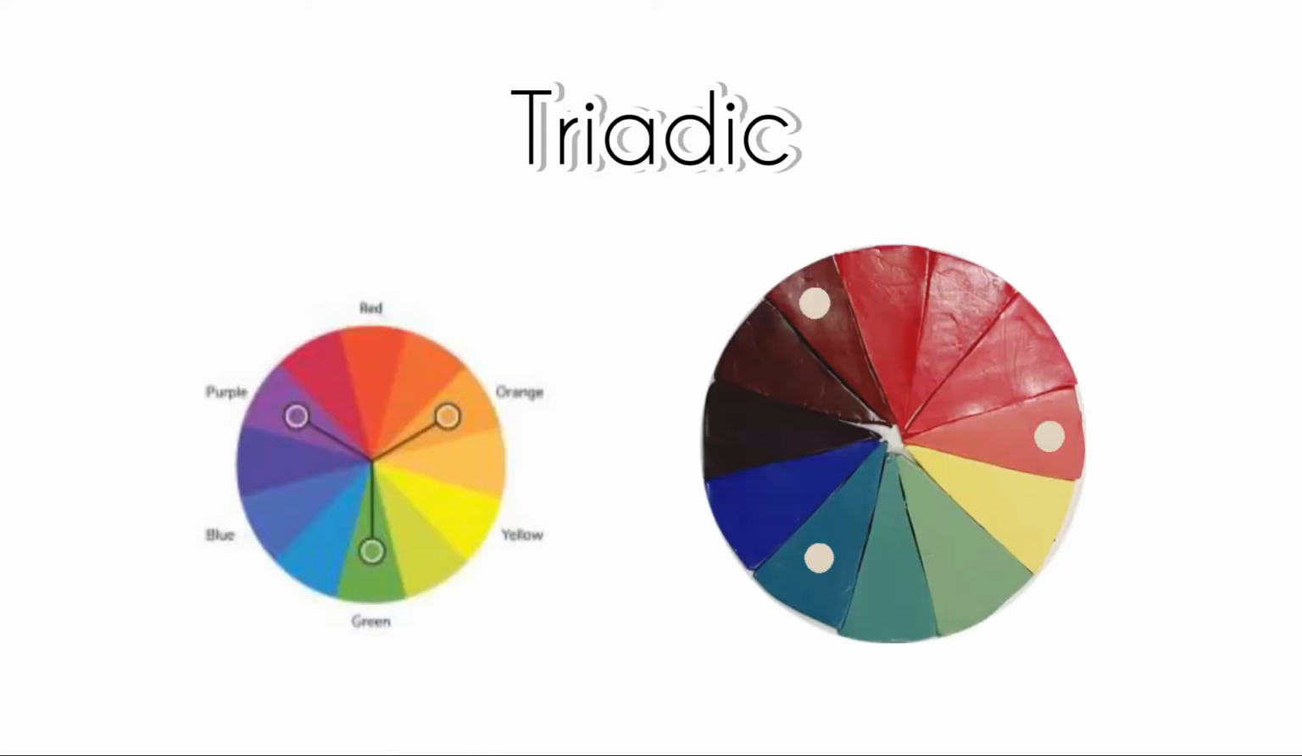The last color scheme that we're talking about is Triadic. Any 3 hues that fall equally spaced on the color wheel constitute a triad. The easiest way to think about this is to place a triangle on a color wheel. For example, the primary triad includes red, yellow, and blue.